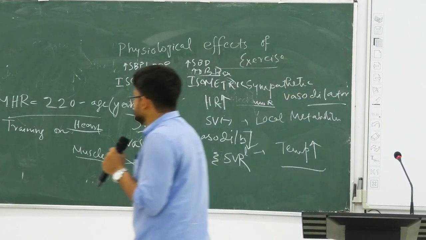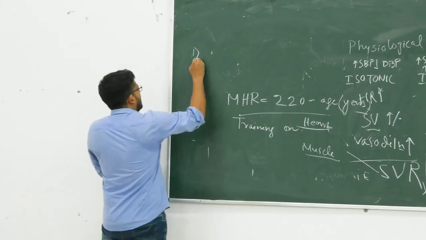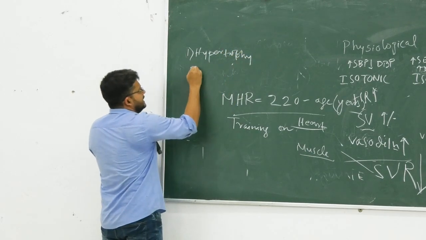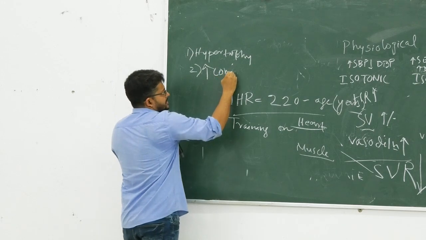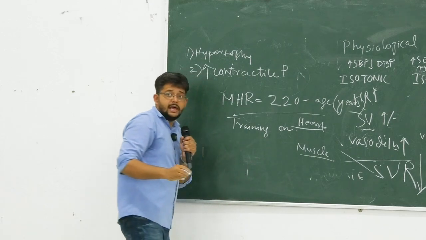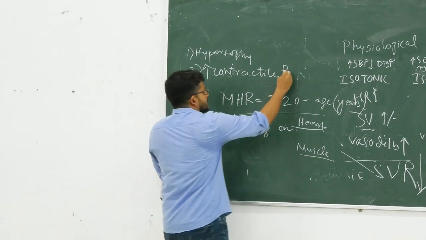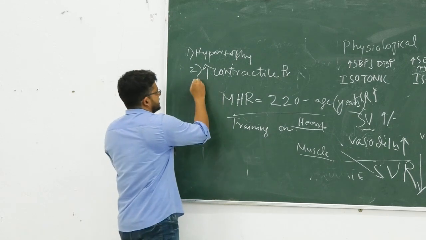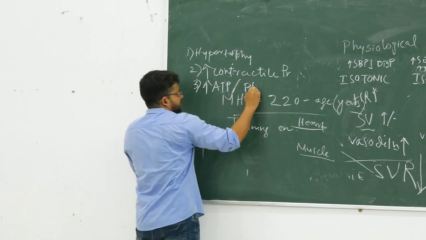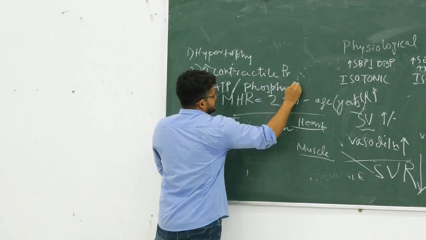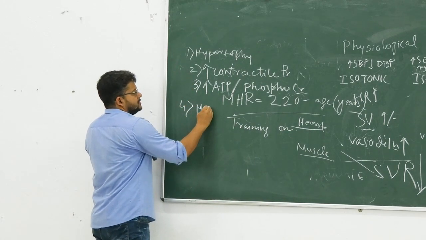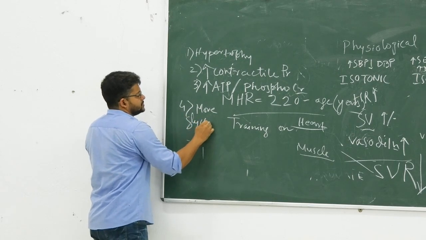Hypertrophy. So I am writing the muscle changes point by point. First is hypertrophy. Second will be increased amount of contractile protein. So more and more contractile protein will be present. Contractile protein means what? Actin, myosin. So their number will increase. Third, more ATP stored, more phosphocreatine stored. Fourth, more glycogen stored. So glycogen stored inside muscle will also be high.